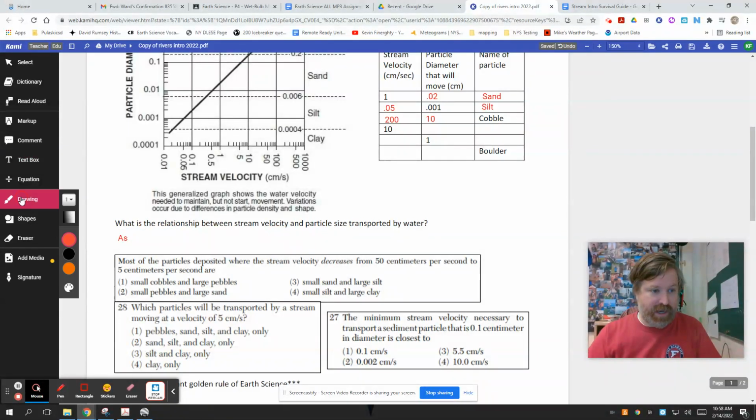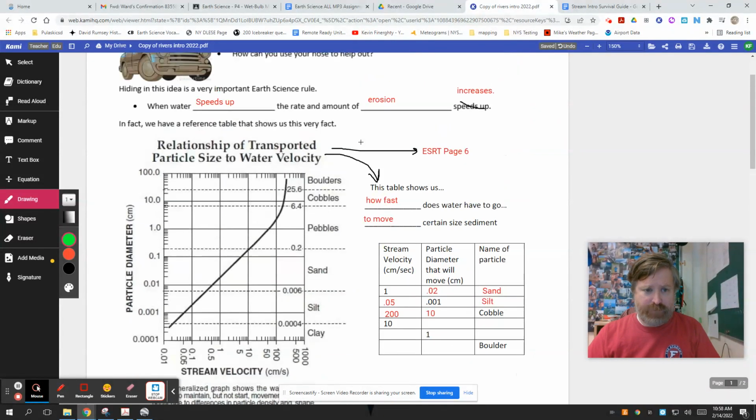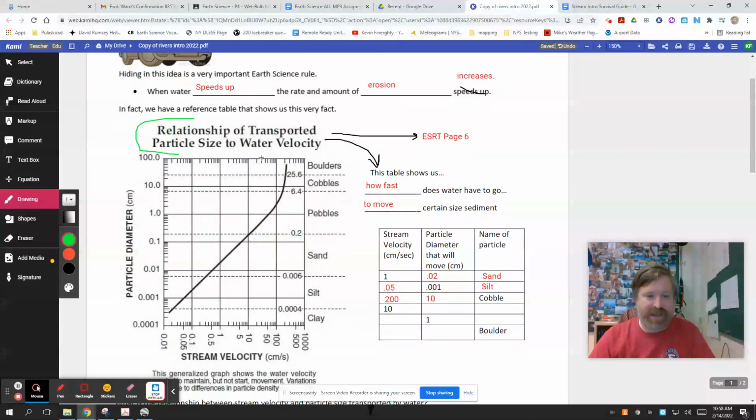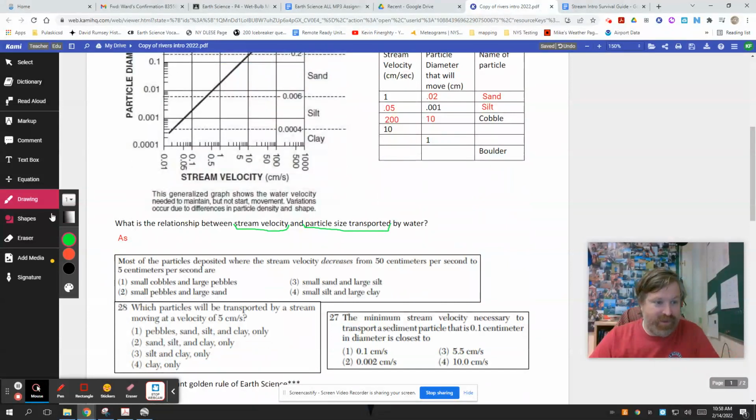And then your job is just to say, what are the 2 things that they're asking me to see how they affect each other? How does stream velocity affect the particle size transported? After all, that's even the title of this. This graph is exactly that, right? So what is this graph showing us? What is it showing us that happens here in real life on your planet?